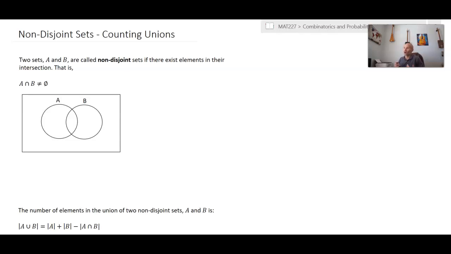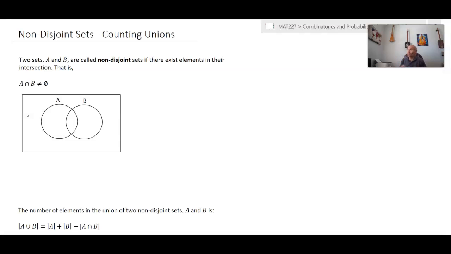Sometimes sets are non-disjoint. What that means is that if we have two sets, which we'll call A and B, they're called non-disjoint if there exist elements in their intersection. In other words, mathematically, the intersection is not equal to the empty set. So, in translation, their overlap is not empty.